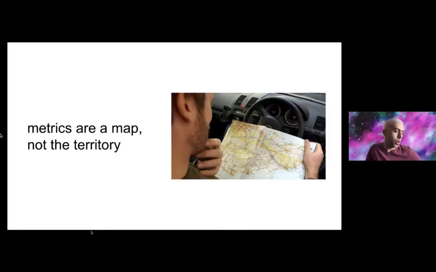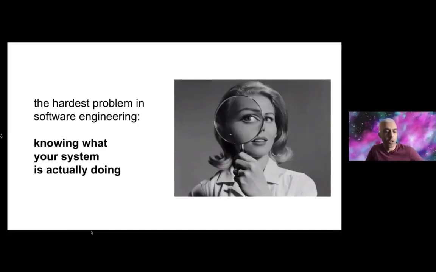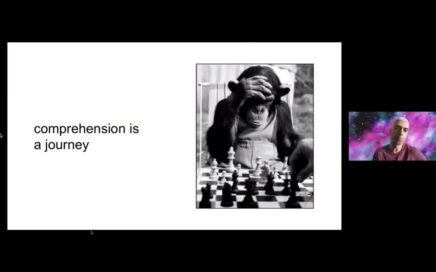Metrics are a map, not the territory. Our metric systems are invaluable, but they can't tell you the whole story. They're giving you clues. They're not painting a perfect picture of what your system is doing. I think the hardest problem in software engineering is knowing what your system is doing. Our metric systems help with this a great deal. We have logs, we have metrics, but none of these things can tell you exactly what your system is doing at a particular moment of time. They're clues, and they help you to formulate and triangulate on a theory of what your system was doing, but it's just that, a theory. In a lot of situations, having a good theory is good enough, but it's important to be conscious of that.